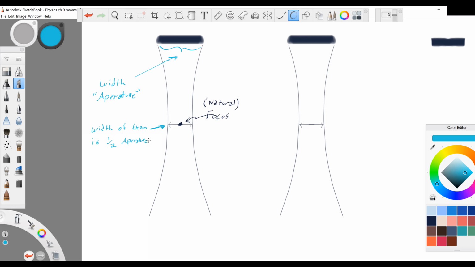So the width of the beam goes from, let's just pretend it's 10 millimeters. If the aperture from here across is 10 millimeters, then we could say that from here to here would be 5 millimeters. We'll just put those in there, those are just example numbers. So that is our natural focus.